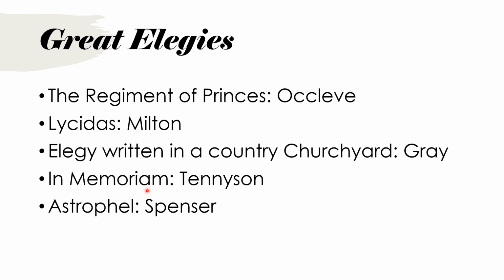For example, In Memoriam, written by Alfred Lord Tennyson, is an elegy to a close friend named Arthur Henry Hallam, and it was written over 20 years. The Regiment of Princes was written by Occleve for Chaucer, and Lycidas was written by Milton for Edward King, and Elegy Written in a Country Churchyard was written by Thomas Gray for mankind in general, and Astrophel was written by Spenser for Philip Sidney.